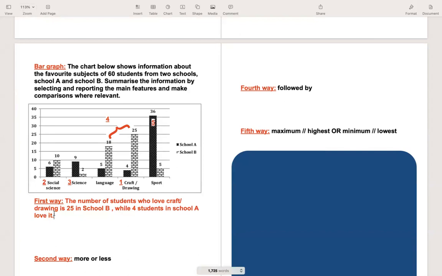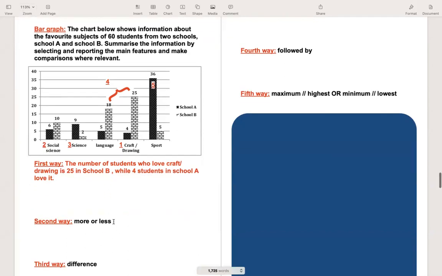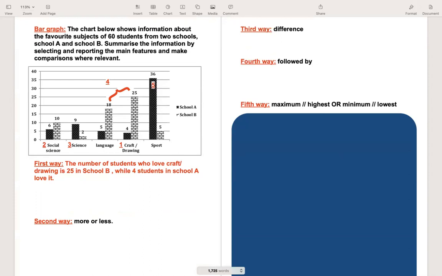Okay. Is it clear? Now make it with more or less with social science. Okay, let's make it. Social science.